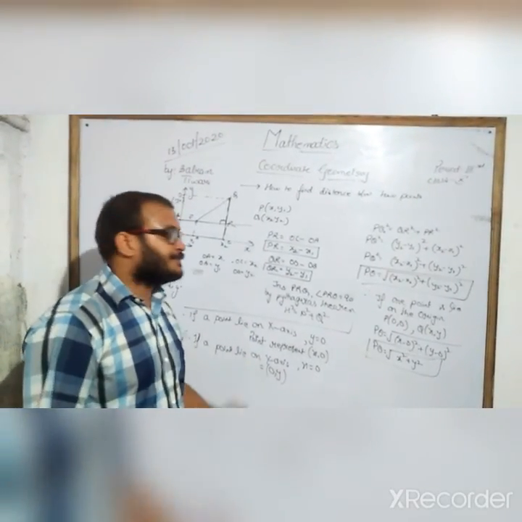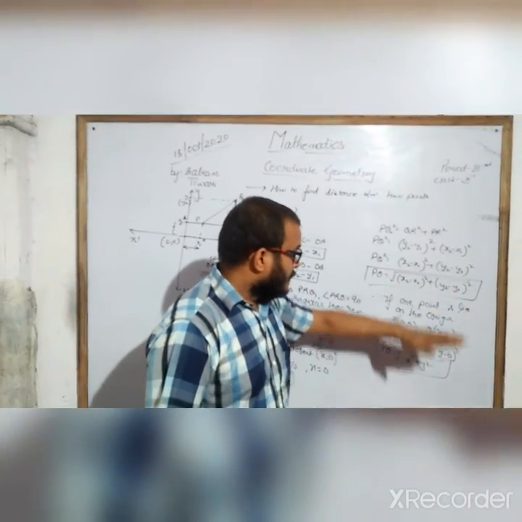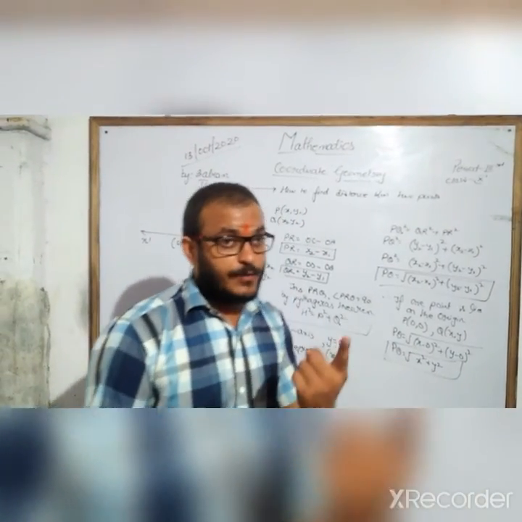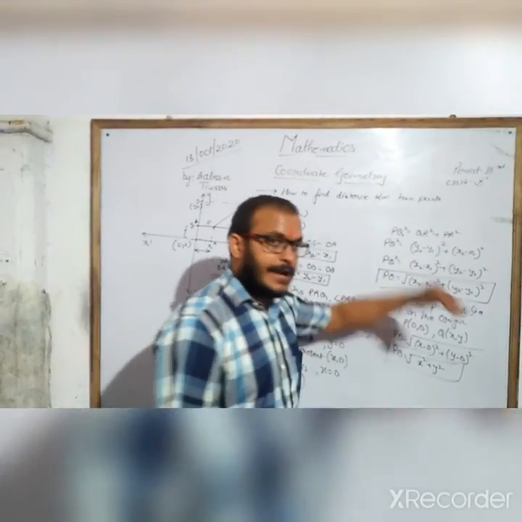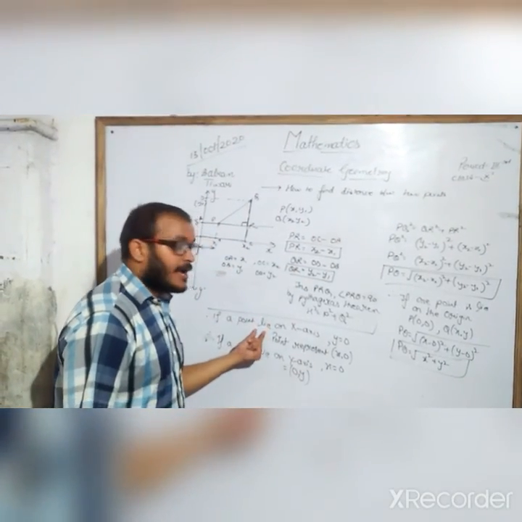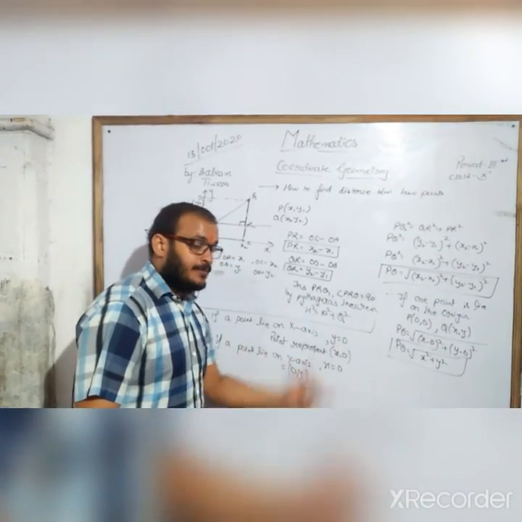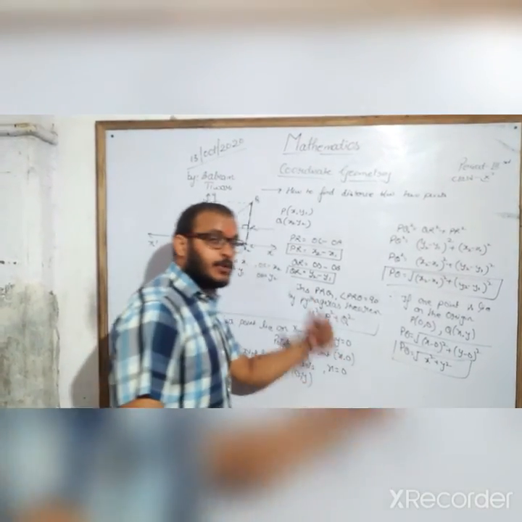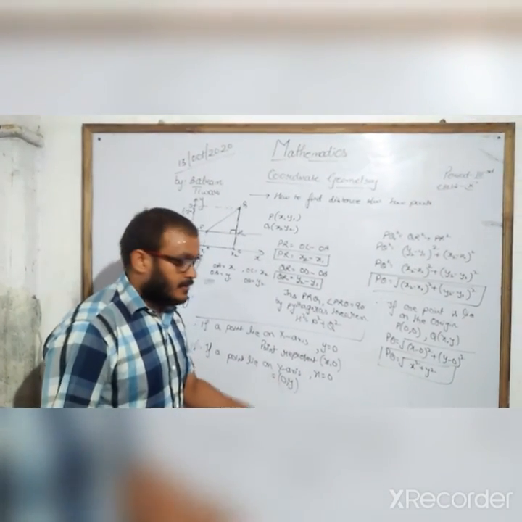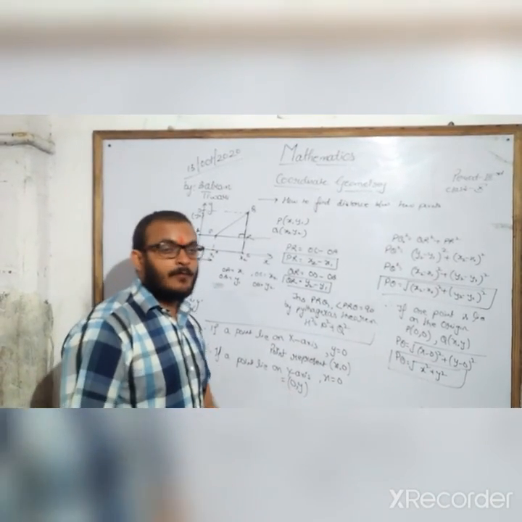NCERT 7.1. This is what we call the simple distance formula. If one point lies at the origin and another point lies anywhere in the plane, and if a point lies on the x-axis, then y is 0 and the point represents (x, 0). If a point lies on the y-axis, then x is 0, and the point represents (0, y).